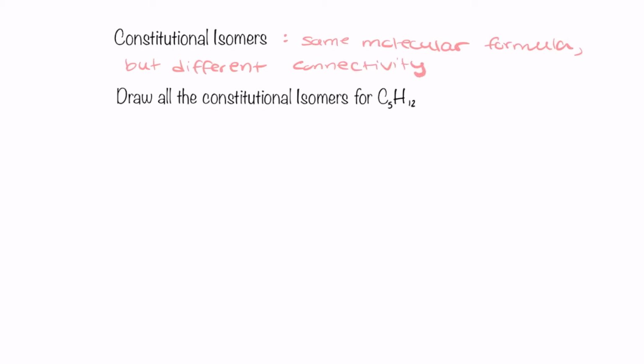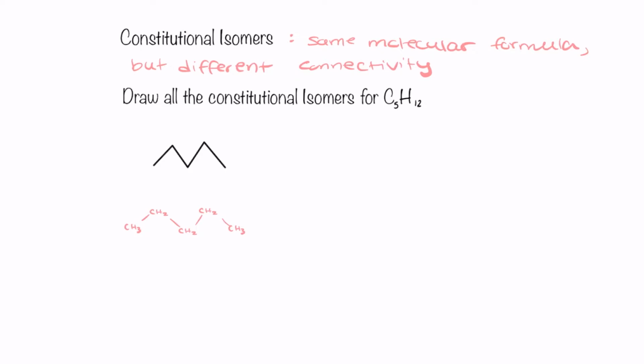We might first start off by drawing a regular pentane chain, since pentane has 5 carbons: 1, 2, 3, 4, 5. If we wanted to draw that in condensed form, it might look like this. And we see here that if we tally up all the hydrogens, 3, 4, 5, 6, 7, 8, 9, 10, 11, 12, we have a total of 12 hydrogens and 5 carbons. So this compound has the molecular formula C5H12.